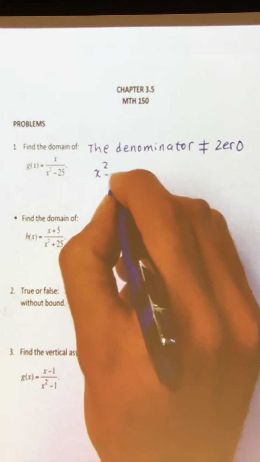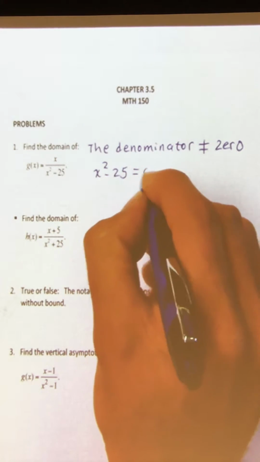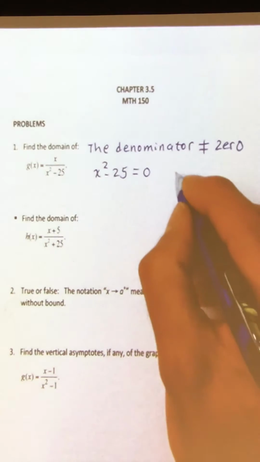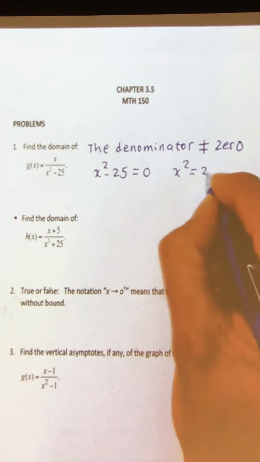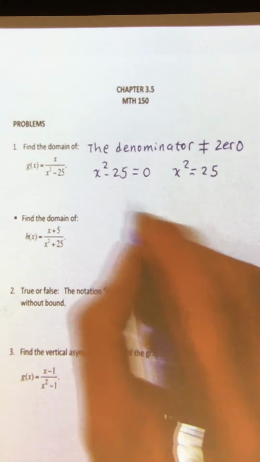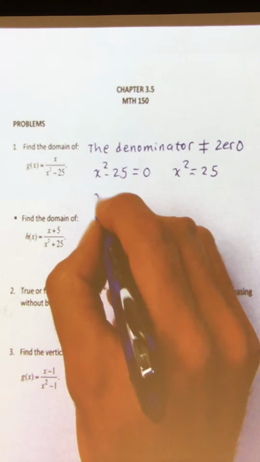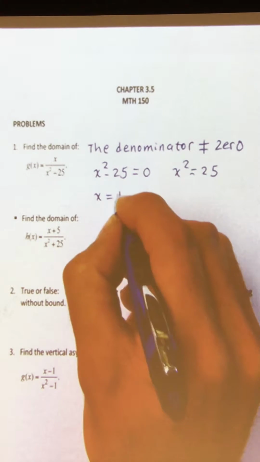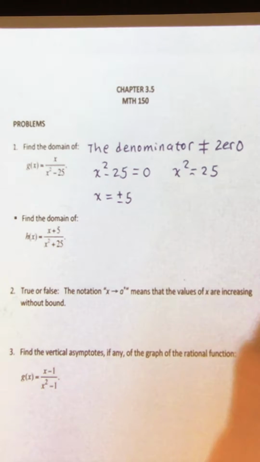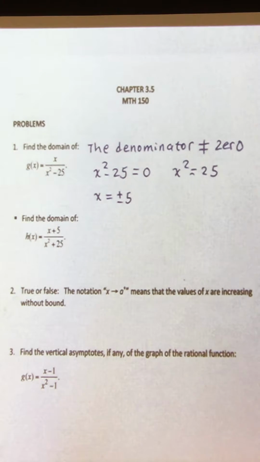Taking the denominator x squared minus 25 and setting that equal to 0, and then bringing the 25 over to the right side, we can then take the square root of both sides. So x is equal to plus and minus 5. So x cannot be 5 and x cannot be negative 5.